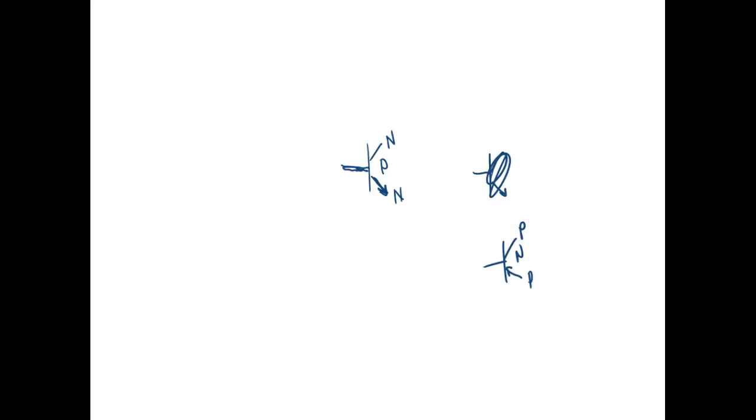Predominantly we use NPNs. So what do you think the P means? Positive. So that means I have to make the base positive in respect to the emitter. So the emitter has to be negative in respect to the base, or vice versa.